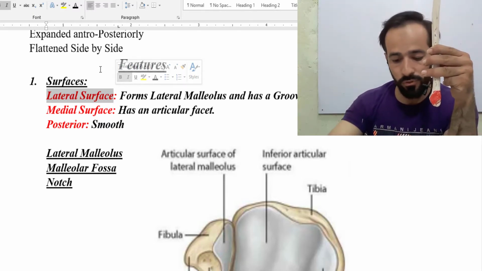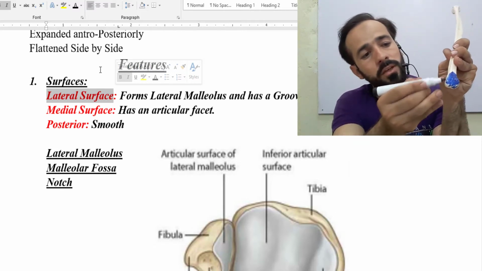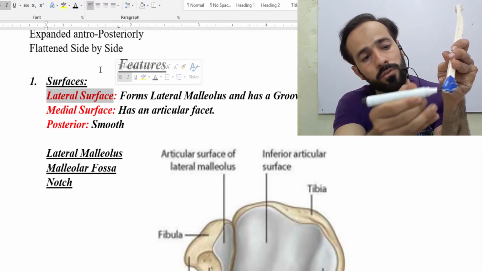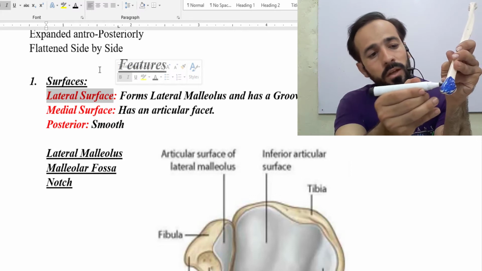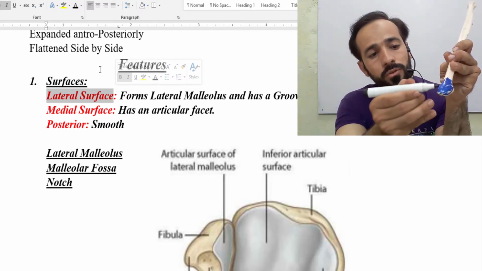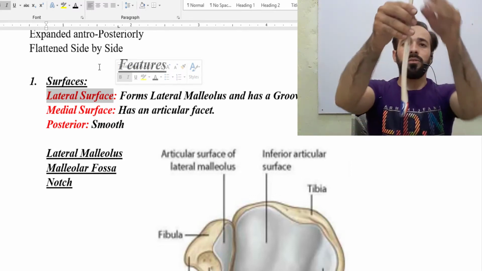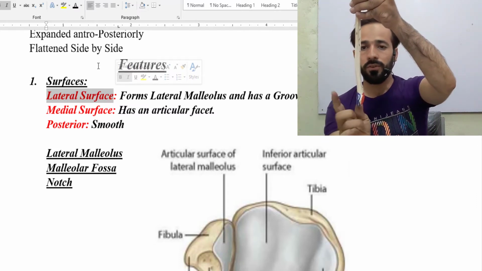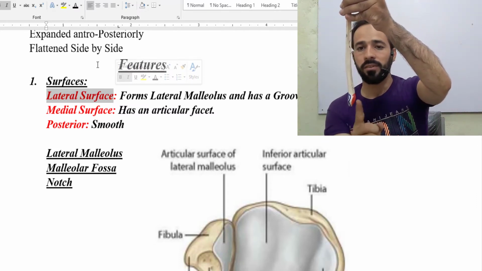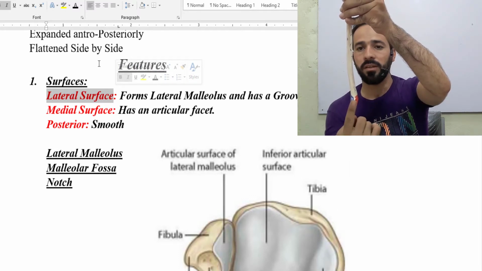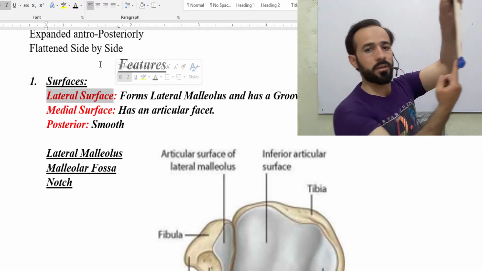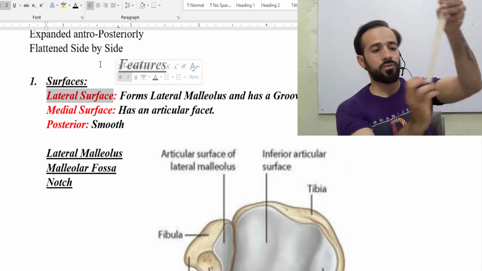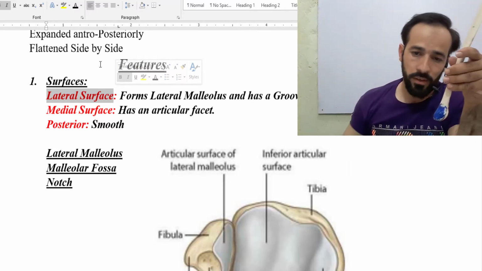And then there is a posterior surface. This will be its posterior surface. If you have this bone in your hand and you're watching this video, you will easily learn. Look, this is the bone in its anatomical position. First this will be the lateral surface, this is the medial surface, and here will be the posterior surface. So the lower end has three surfaces.